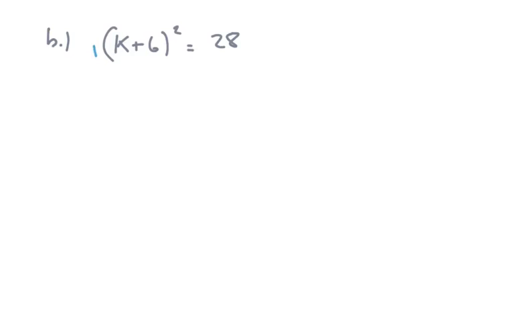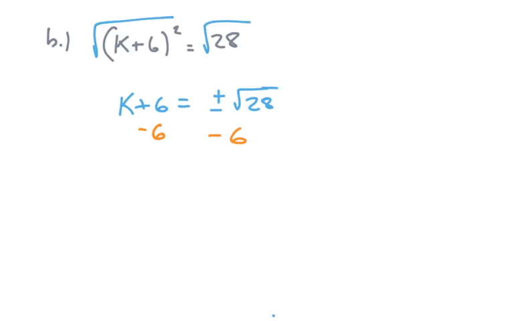Okay, let's look at the next one, 2b. Same game, it's a quantity, but you just take the square root of both sides to get rid of the square. You get k plus 6. Again, remember when you take the square root, it's plus or minus, so it's plus or minus 28. We'll subtract 6 over. We get negative 6 plus or minus square root 28.